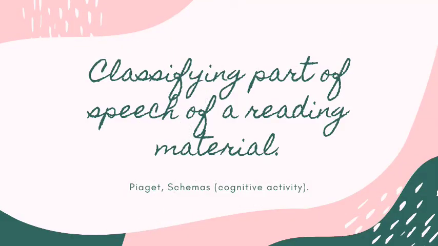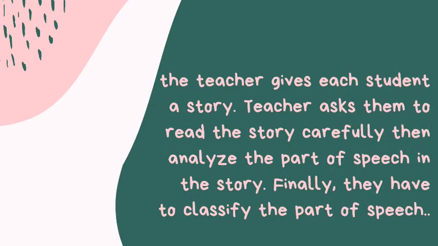Classifying parts of speech of a reading material is the second activity in senior high school. This activity is related to Piaget's theory, schemas, especially cognitive activity. The teacher gives each student a story, and then asks them to read the story carefully, then analyze the parts of speech in the story. Finally, they have to classify the parts of speech.